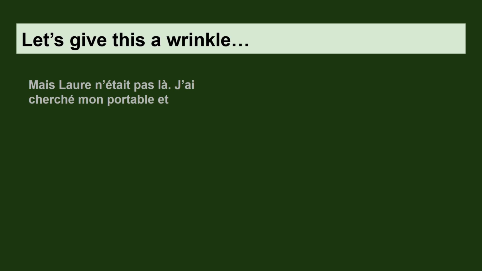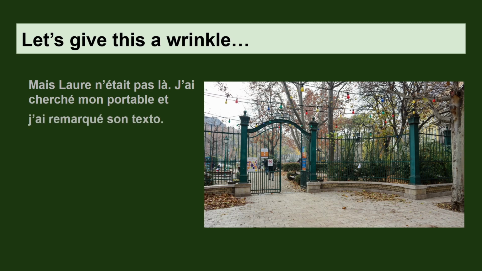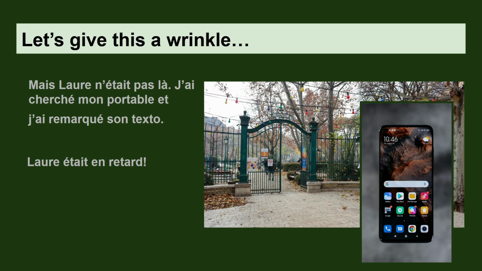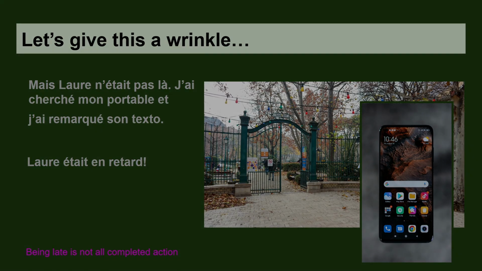Mais Laure n'était pas là. J'ai cherché mon portable et j'ai remarqué son texto. Laure était en retard. Okay, so here we have the condition when I arrive is that Laura isn't there. And then I do some completed actions to discover that she's going to be late. Being late is not at all a completed action, so Laure était en retard is going to be in the imperfect. All right, next one.